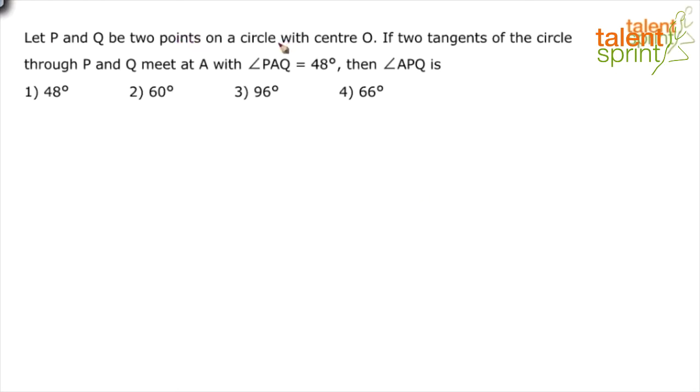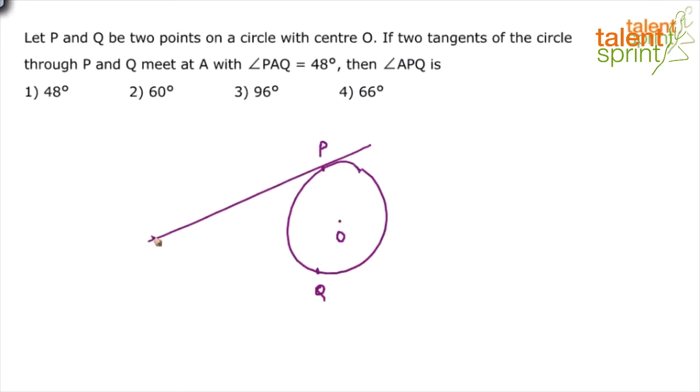P and Q are 2 points on a circle with center O. So let's say this is the circle, the center is O, and this is point P and here is point Q. If two tangents of the circle through P and Q meet at A, so there's one tangent through the point P and one tangent through the point Q. Both these tangents meet at the point A, right? Angle PAQ is 48 degrees.